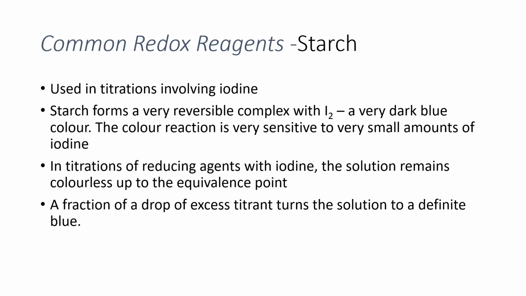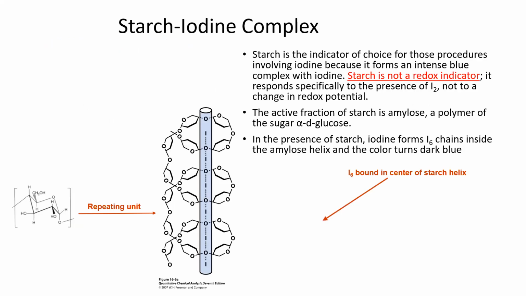So in titrations of reducing agents with iodine, the solution will be colorless up to the equivalence point. Then when an excess of the titrant is added, the solution will turn blue, because it's very sensitive to small amounts of iodine. So when you are titrating and you have iodine in solution up to the equivalence point, it will be colorless. But as soon as you have excess iodine, starch will form a complex with that iodine that has not reacted, and imparts a color that signifies an endpoint in the reaction.